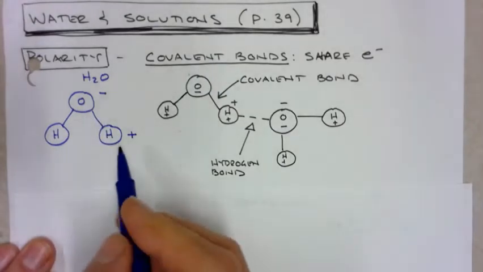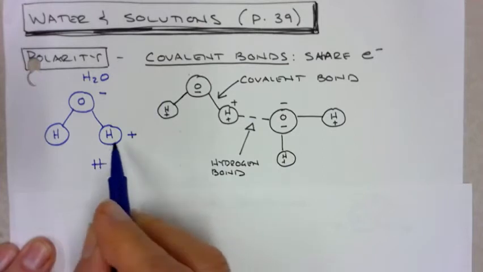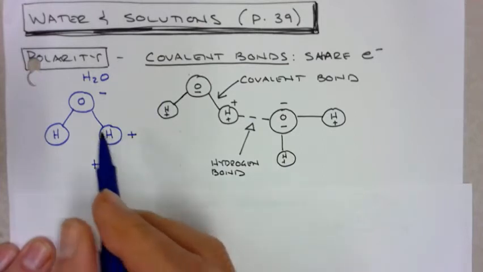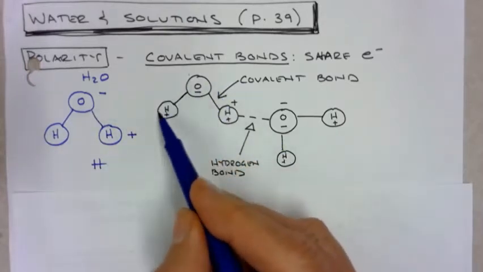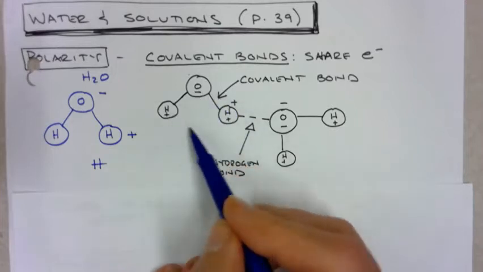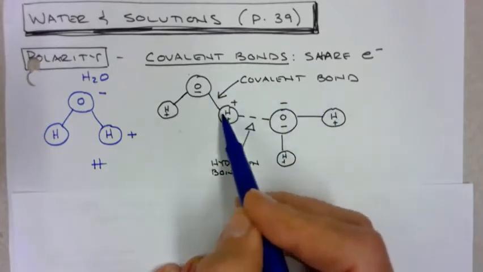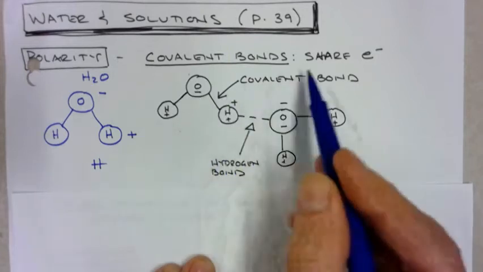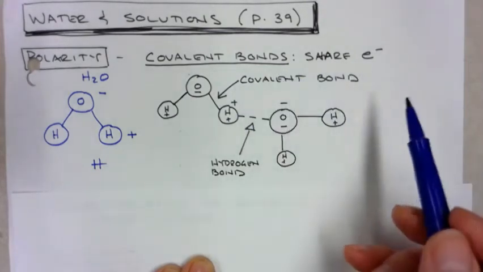The way I like to remember this is that a sloppy H kind of looks like a plus sign. So that helps me to remember that the sloppy H is positive and the oxygen is negative. Within one water molecule, there are covalent bonds. A covalent bond is a fairly strong bond, and again, it attaches the oxygen to the hydrogen. They basically share an electron. That's the definition of a covalent bond.